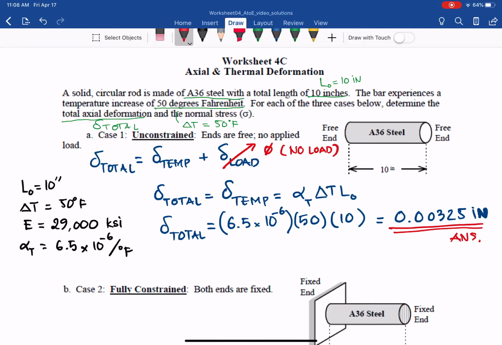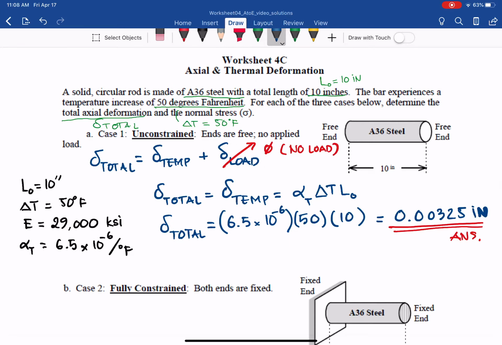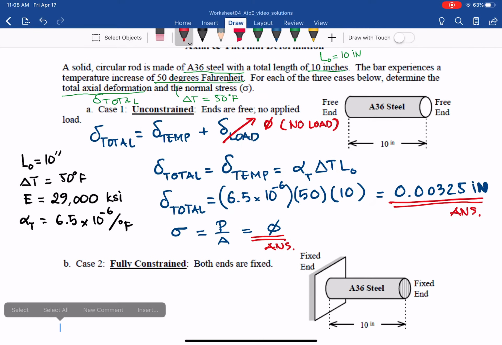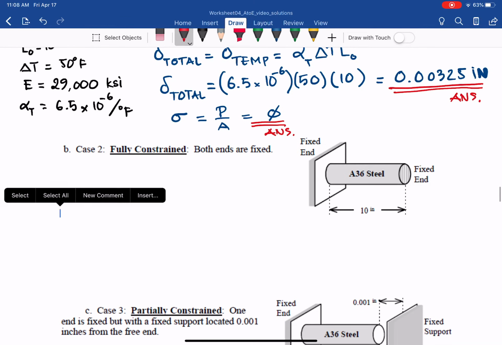The question also asks, what is the normal stress? Sigma is equal to P over A, if you recall. Here there is no load, so it equals 0, and that is the answer, because it is free to move. If both ends have no load applied, then the stress equals 0. So that is the first scenario. Let's go to the second scenario.